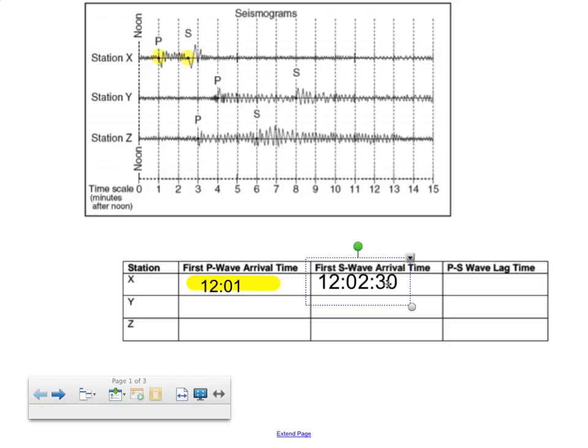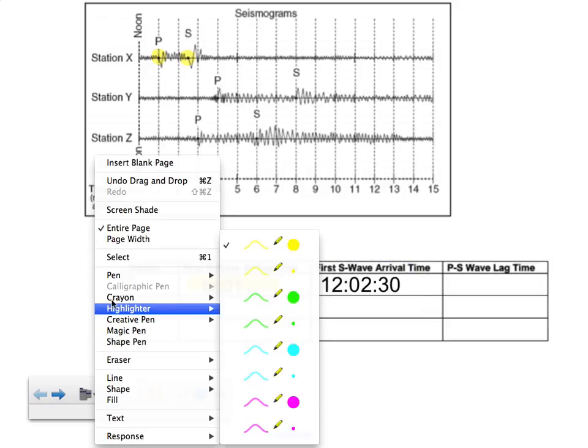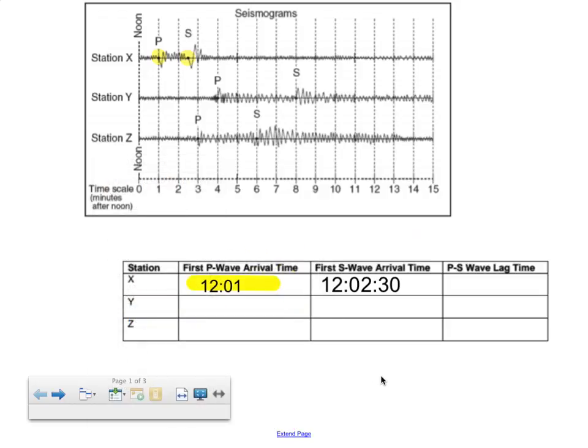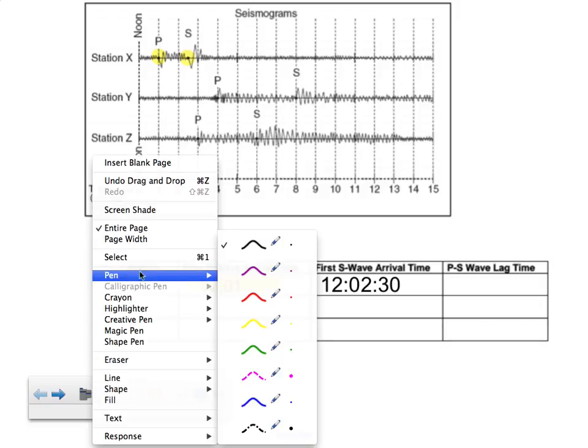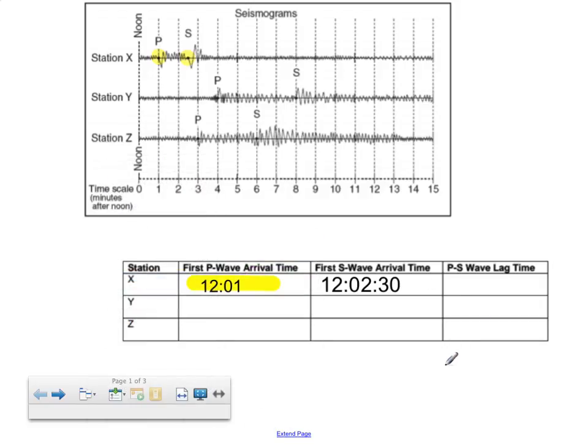Take a moment and fill in your lag time. Mario, what is lag time? What does that mean? The time in between. So what is the lag time, a PS wave lag time for station X? A minute and 30 seconds.